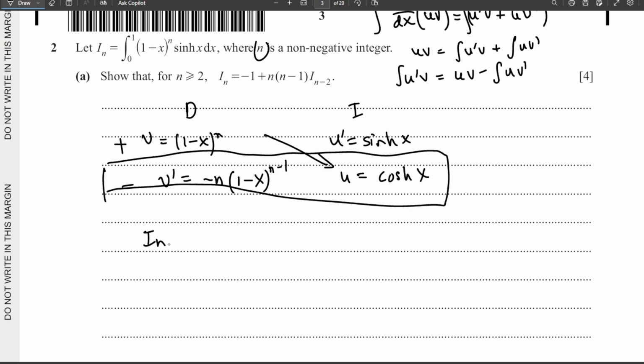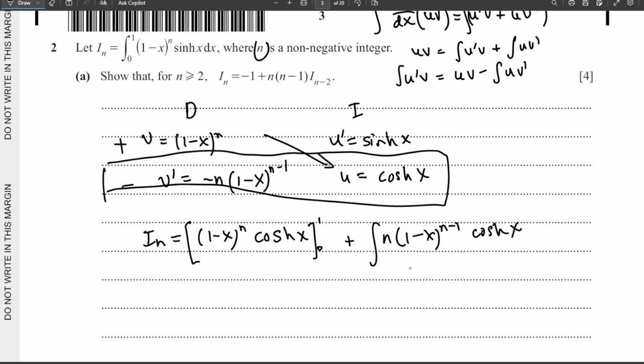So let's rewrite this. (1 minus x) to the power n times hyperbolic cosine x, and remember the limits are from 0 to 1. Then the minus negative is a positive, and n(1 minus x) to the power n minus 1, and a hyperbolic cosine, and again the limits. If we plug in 1, it goes to 0 because 1 minus 1 equals 0. Then if we plug in 0, hyperbolic cosine of 0 is just 1, and 1 minus 0 to the power n is just 1. So 1 multiplied by 1 is just 1.